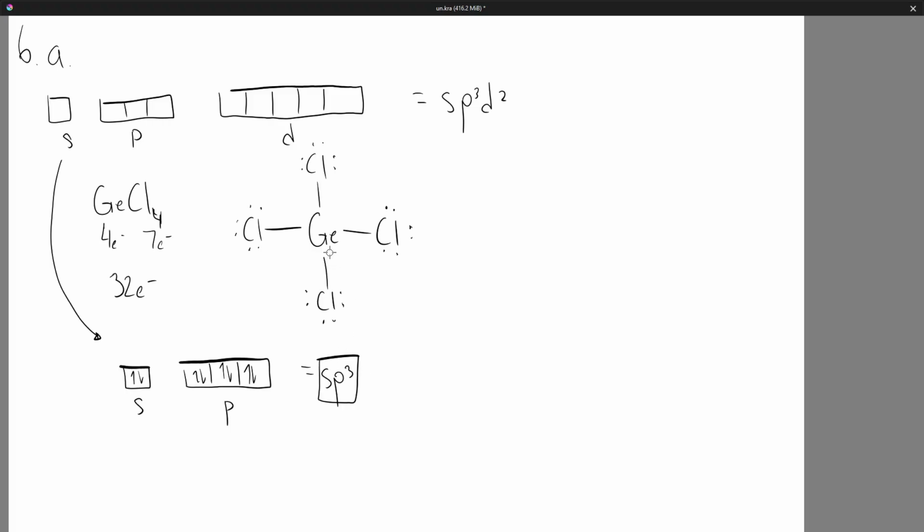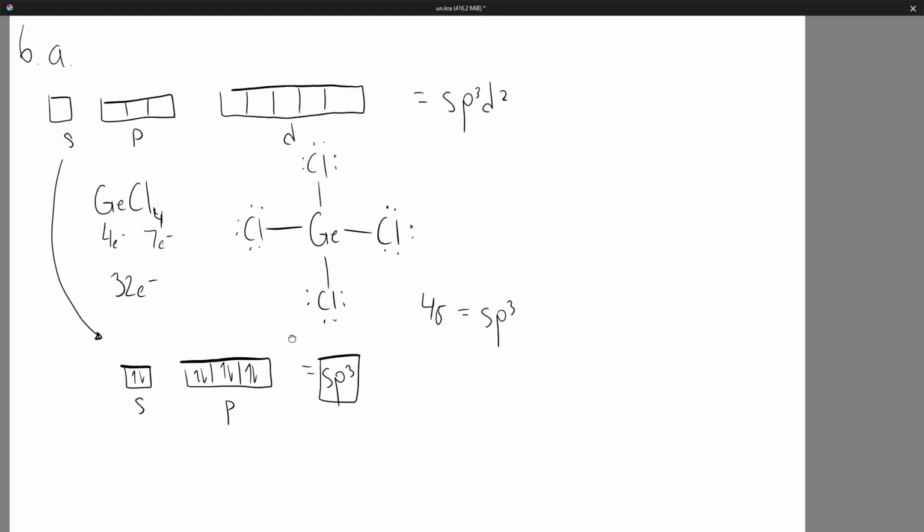And this makes sense because there's 4 sigma bonds around the center atom, right? Those add up to sp3 as well. See? So you want to show it like this for your exam. I'm pretty sure.